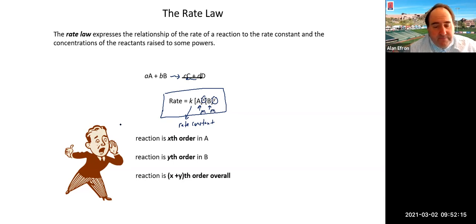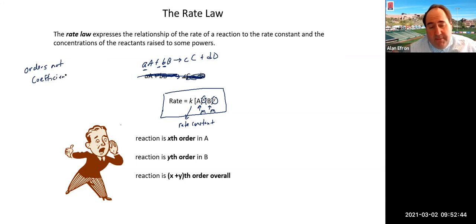And where do we get those values? Well, we do not get those values from the equation. So let me just rewrite this here. Sometimes people may think, well, I'll just take the coefficients there, and you actually don't. Those are found experimentally. So the orders are not the coefficients.